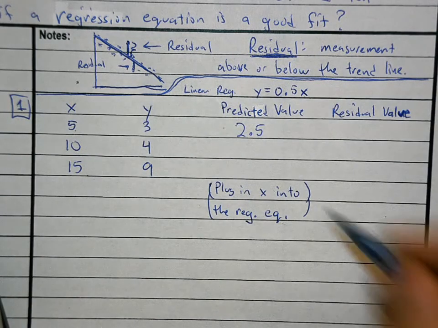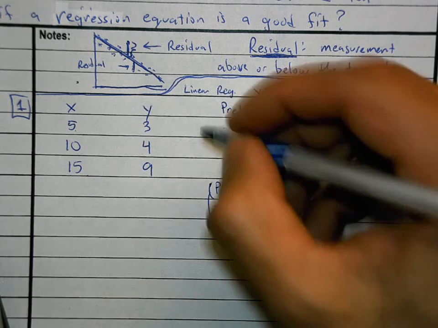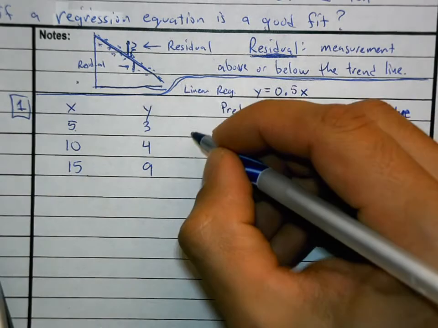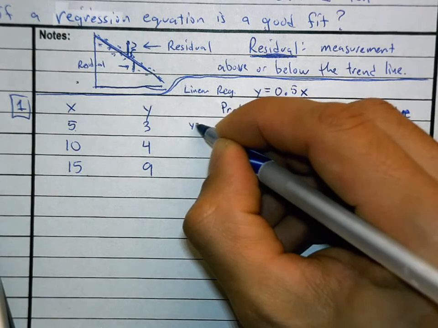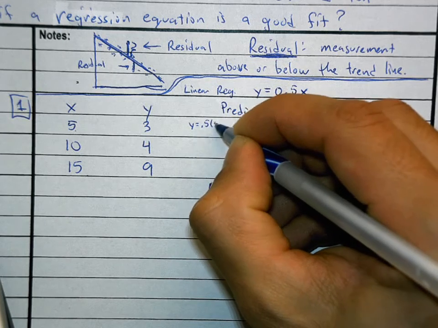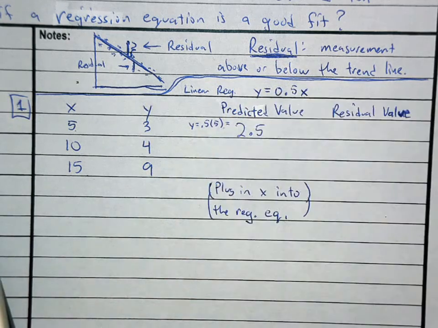How did I get it? I got it by doing, I'm just going to write down what my work was. It was y equals 0.5 times 5. I'm just going to write that there because that's what I did. You're not going to have to show me that. You're just going to do it, and I'll be fine with it.